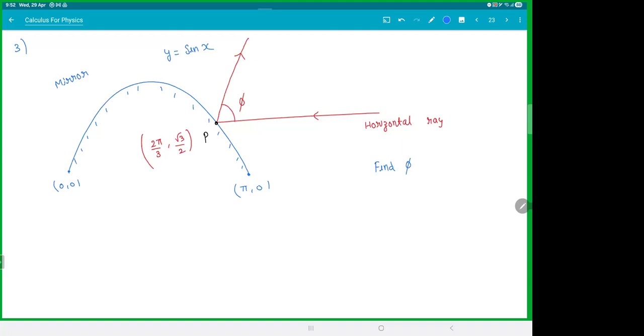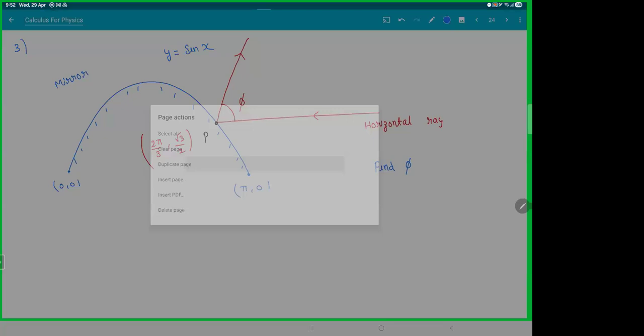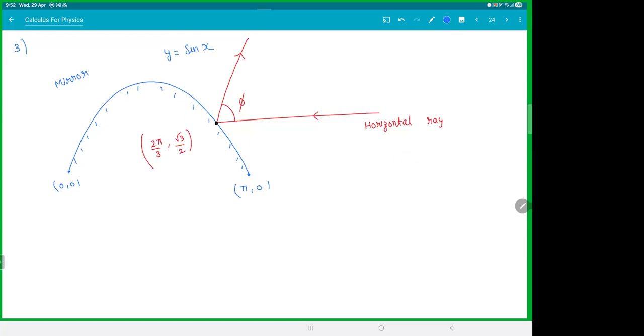Okay, let's see. Let's put some geometry there again. So first thing, let's put a normal. If you see, the story is still the same. So draw a normal. This angle will be phi by 2. This angle will be phi by 2. That came from incidence is equal to reflection.